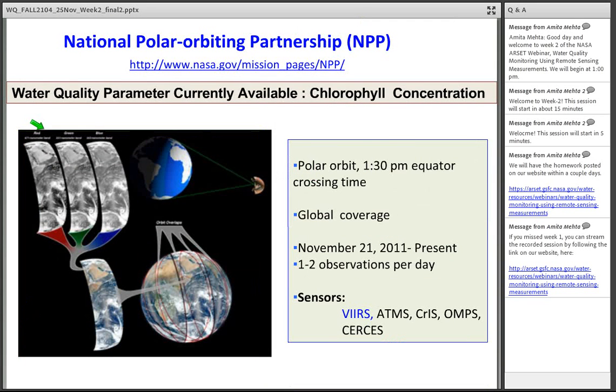The next satellite is the National Polar-orbiting Partnership, or NPP satellite. It is the most recent satellite, launched in 2011, and is a polar orbiting satellite with 1 or 2 observations per day. Several sensors. The one that is used for water quality monitoring is VIIRS, and this has an equator crossing time of 1:30 a.m. and p.m., similar to the Aqua satellite. Recently there is online availability of chlorophyll concentration derived from VIIRS, and we will review that too.